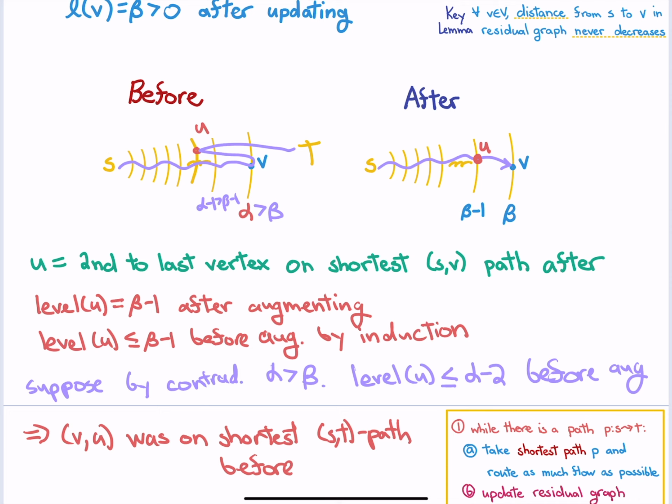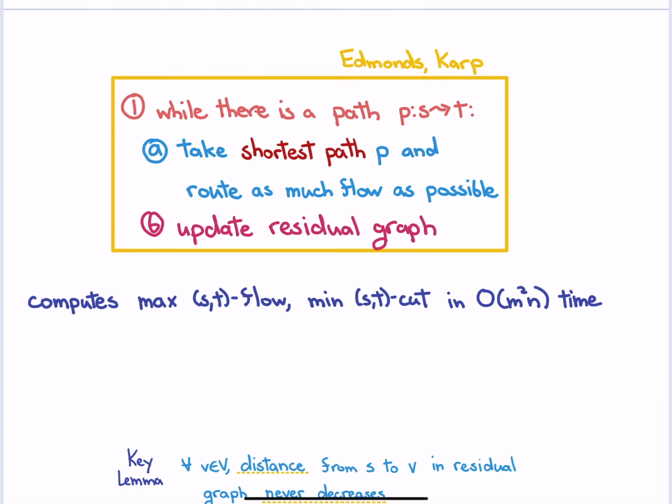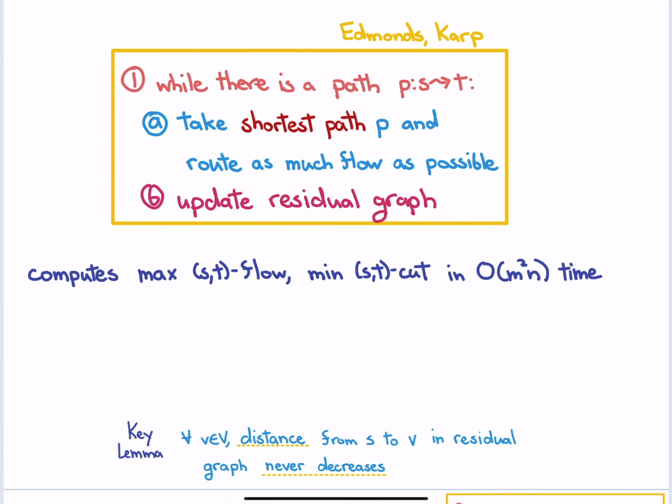So what are we doing? We're just very carefully studying what shortest path really means and how edges get introduced back in. It's a little bit subtle, but it gets the job done. That proves that lemma. And there's our max flow algorithm.